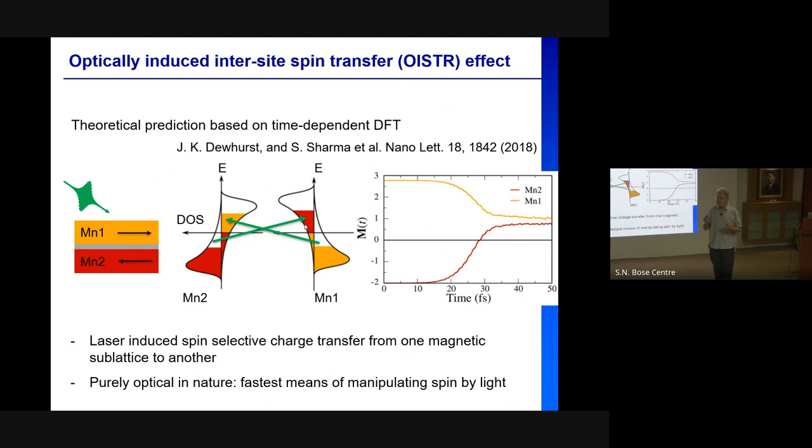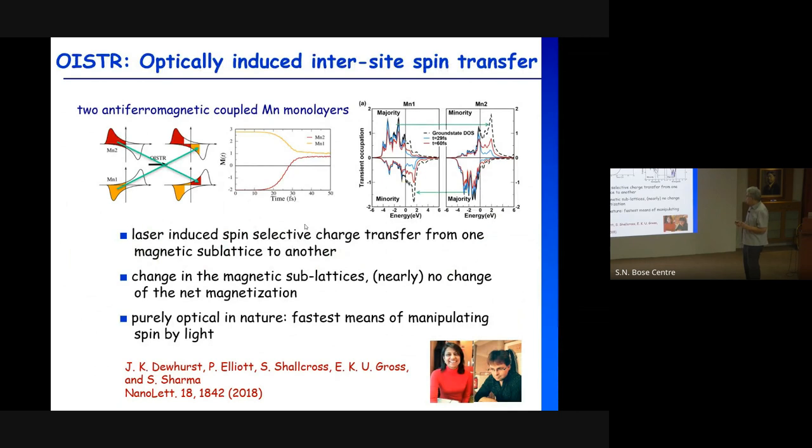We had a discussion about that this morning with one of the graduate students. Can you create a net magnetization? I would say it's a great question, I will show you in a minute. It can be just a certain OISTR effect. But it's pure optical in nature, so that is the fastest way you can influence spin directly. But again, it's not a change of the magnetization of the whole system, just a sub-network. But it really can happen.